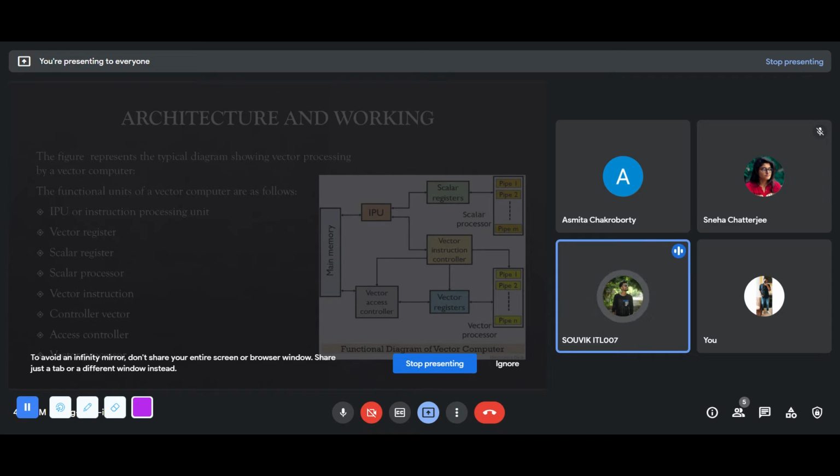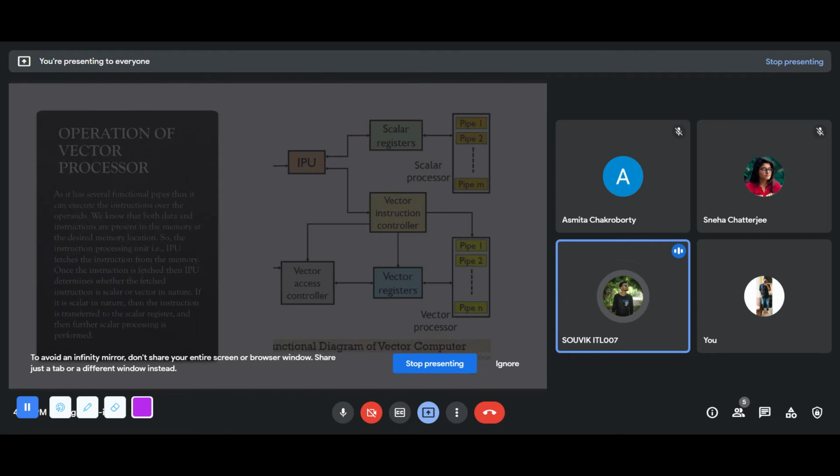The figure represents the typical diagram showing vector processing by a vector computer. The functional units of a vector computer are as follows: IPU (instruction processing unit), vector register, scalar processor, vector instruction controller, vector access controller, vector processor. Moving to the next slide, operation of vector processor.